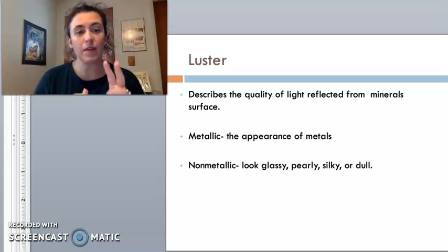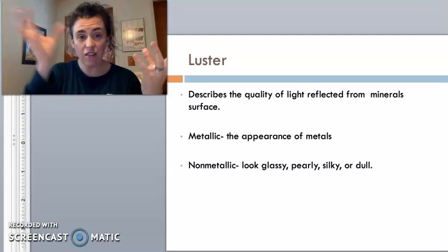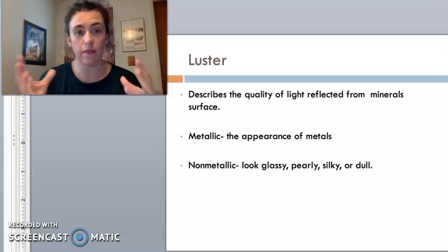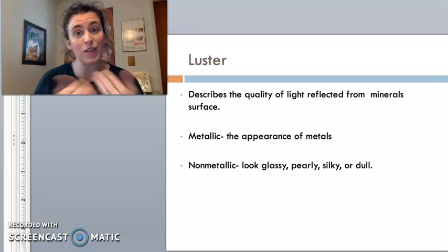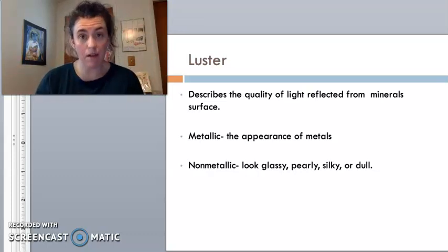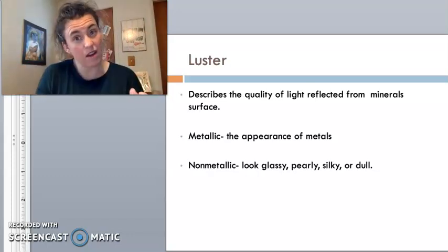And so we basically put them into 2 categories. You're either metallic or you're non-metallic. And of that non-metallic, you can have this wide range of features. Like you could be described as being glassy or pearly or silky, or it could just be dull. But the main thing is, is it metallic? Does it look like a metal? And then is it non-metallic? It doesn't look like a metal.